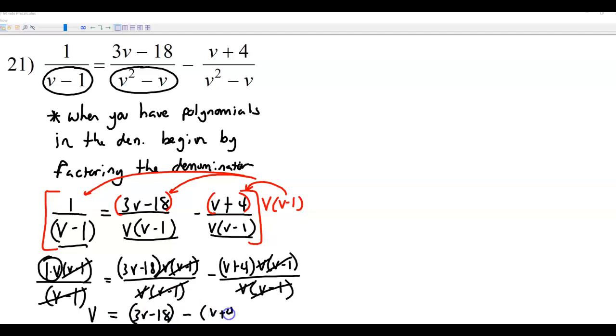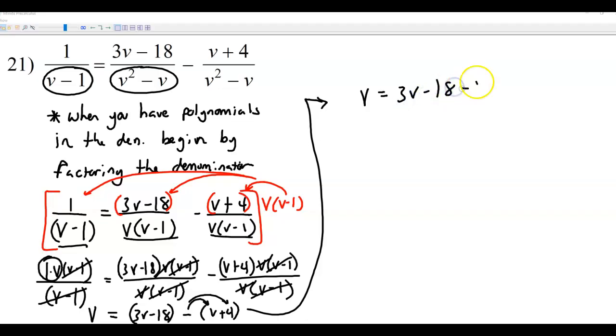v plus 4. Now this is where it's kind of important that you have those parentheses like I told you, because you might not have realized you need to distribute this negative if you didn't have those parentheses there. So we have v equals 3v minus 18 minus v minus 4. After you distribute, then you can get rid of the parentheses. So let's go ahead and combine our terms together here. I've got v equals 3v and minus v is 2v. Negative 18 and negative 4 is negative 22.